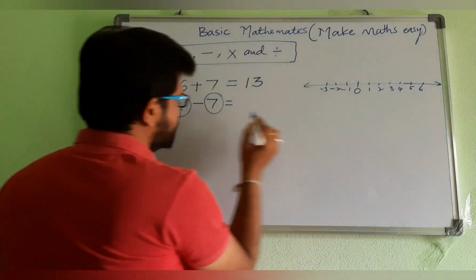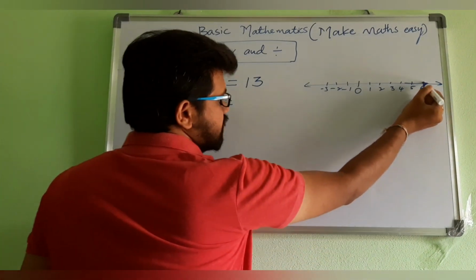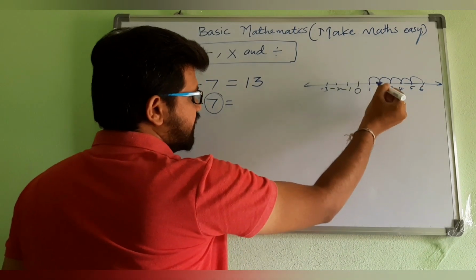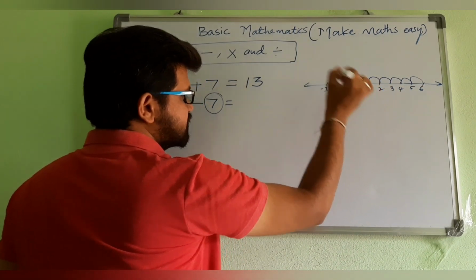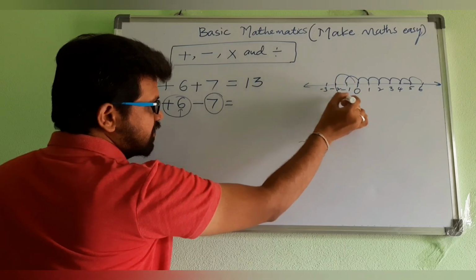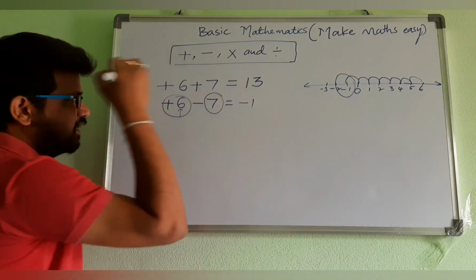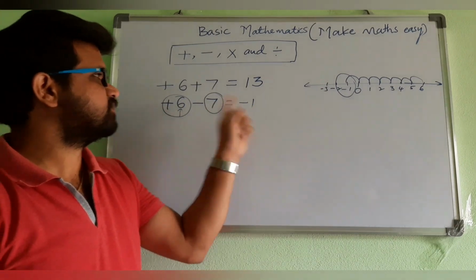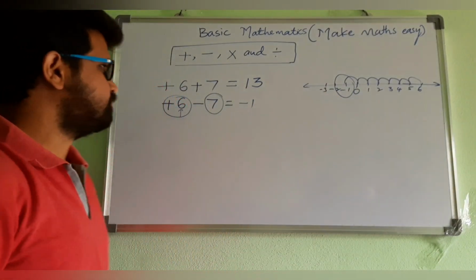How many steps do we have to move left side? 7 steps. 1, 2, 3, 4, 5, 6, 7. What is the answer? Minus 1. The answer is minus 1. That is the concept. 6 minus 7 is minus 1.